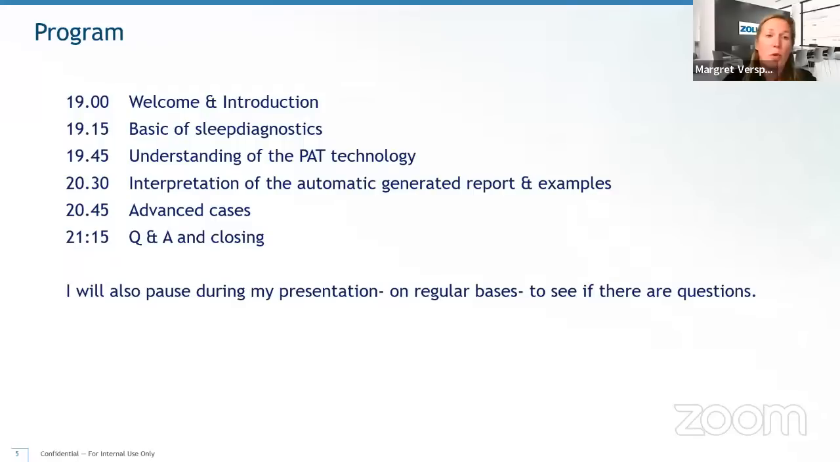I want to take you through the program. The welcome and the introduction we already had. We will start with the basics of sleep diagnostics to give you an overview of all the diagnostics we have, and talk a bit about sleep physiology. Then we go to understanding the PAT technology. I will tell you how the WatchPAT works, how we can do the interpretation of the PAT technology, and how you can use it in your clinical and diagnostic settings, in your sleep center, and what the best way to use it actually is.